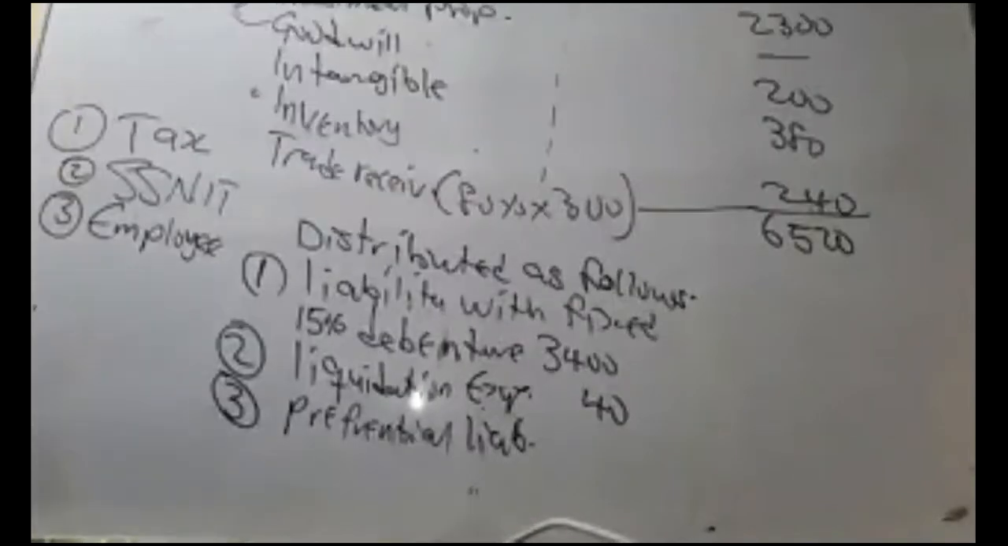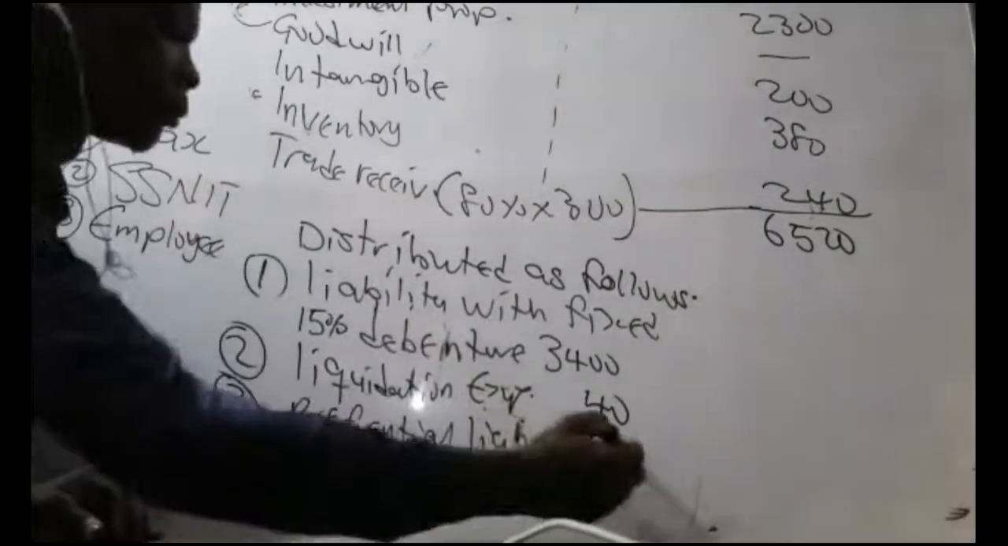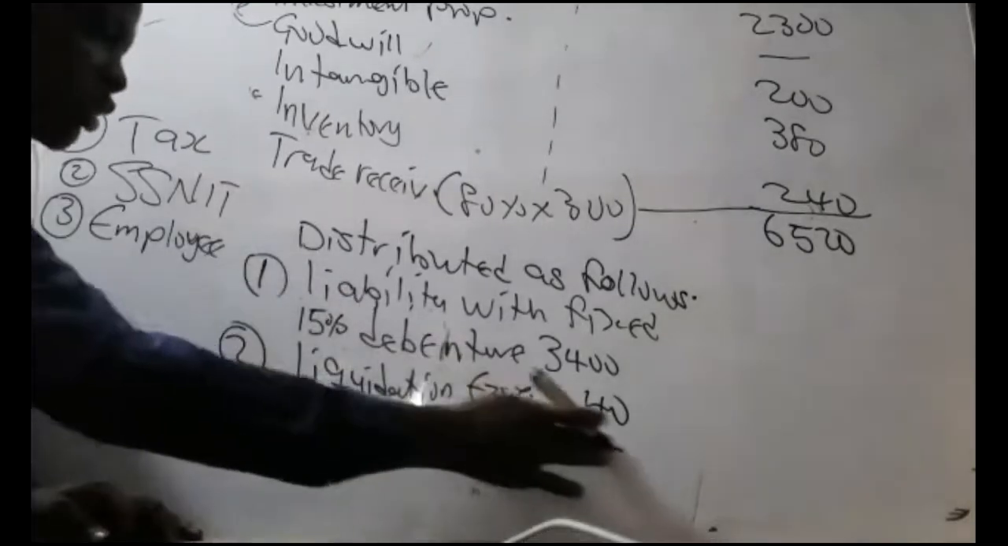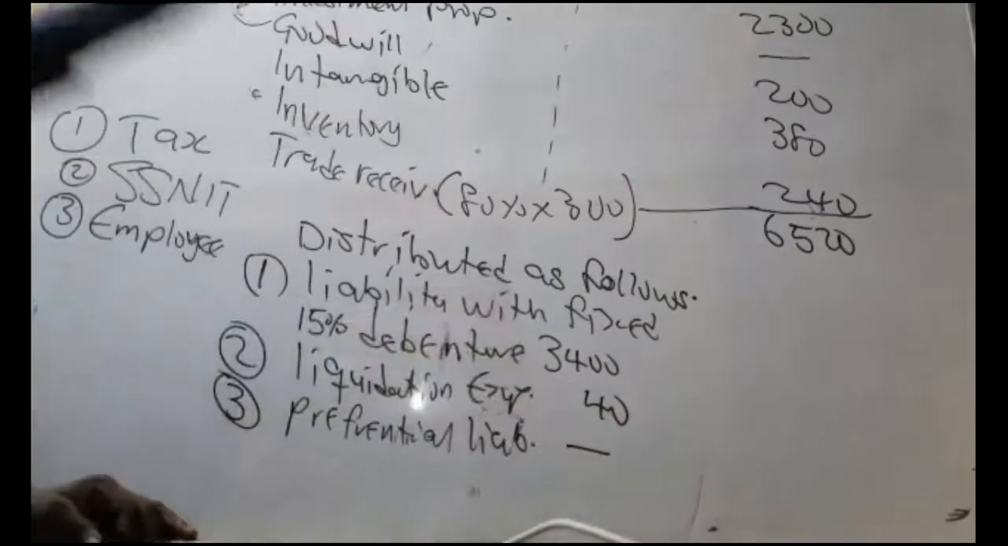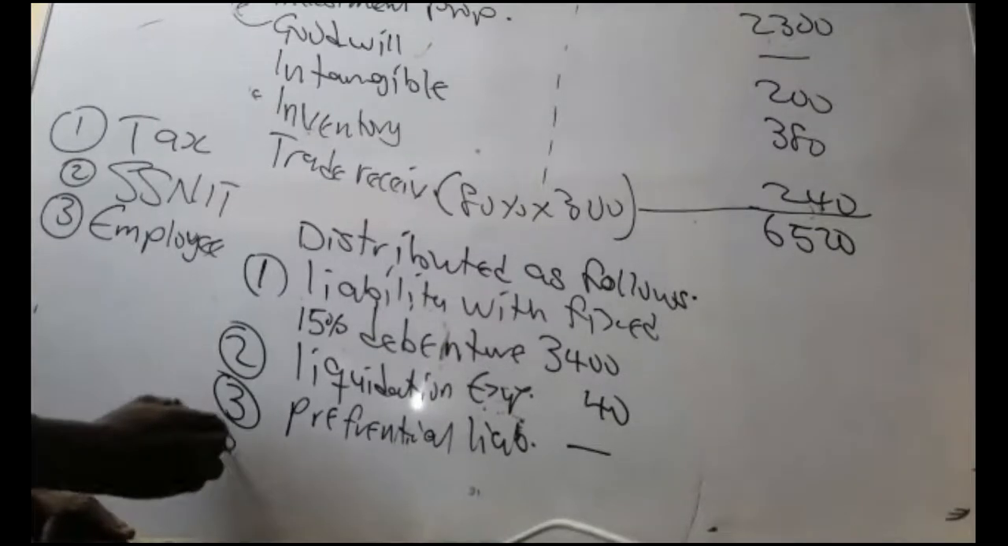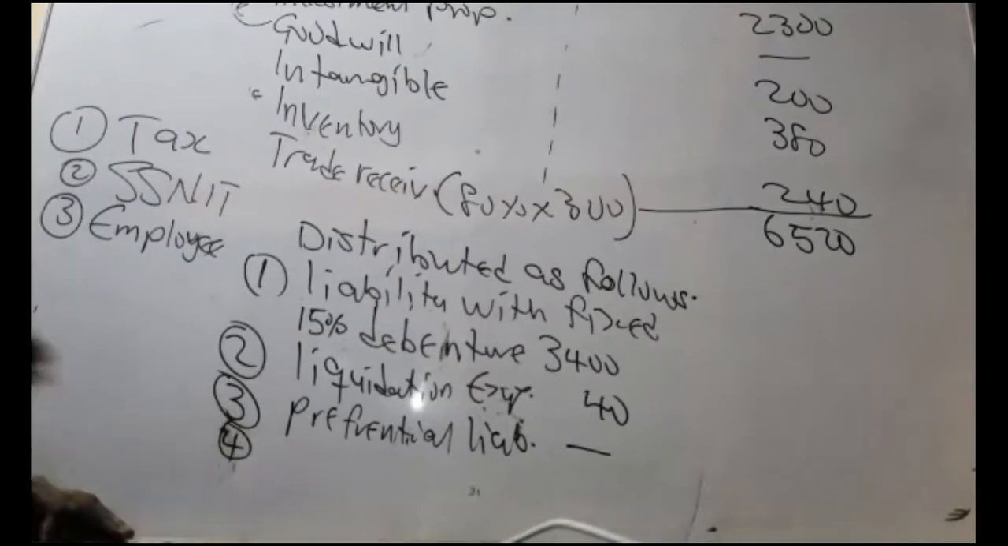So you go and then you bring dash, if there's any preferential liability, you bring it and then probably you are done. Good. Now the next one that you do, the fourth one, will be liability with floating charge.